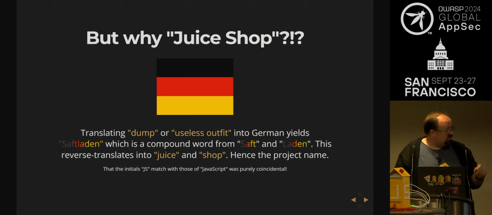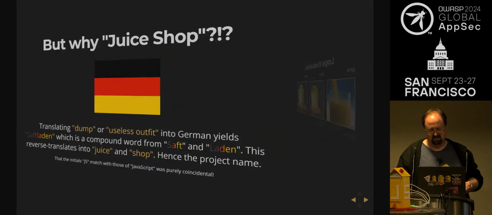The fact that the Juice Shop was written 100% in JavaScript seriously did not play any role. That was just coincidental, but luckily that was the case, because this also led to the logo being created later.